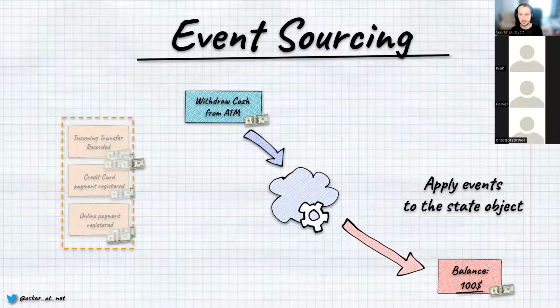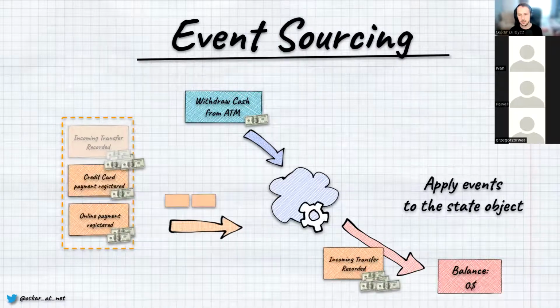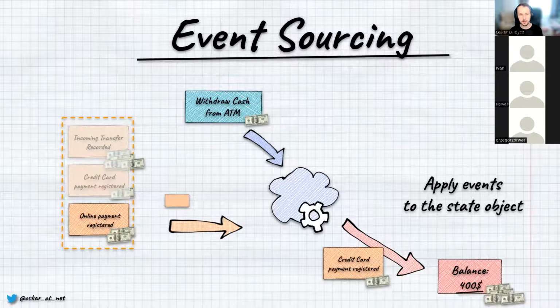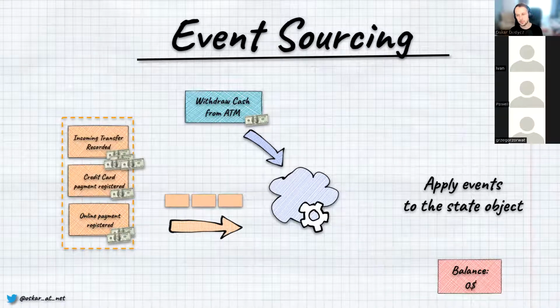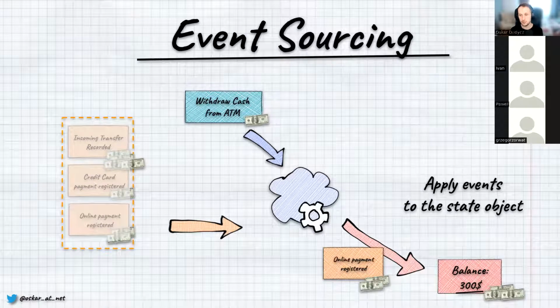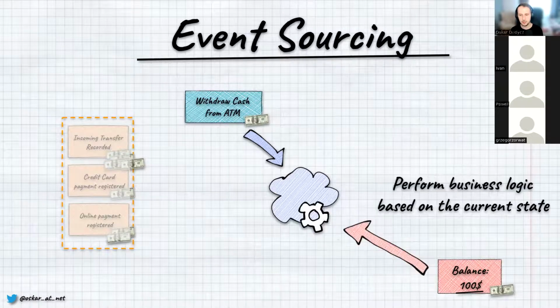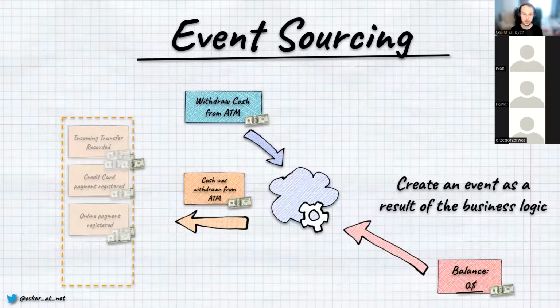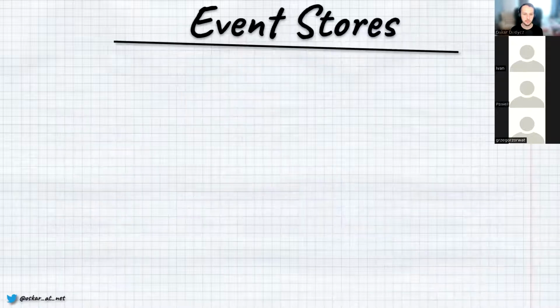For the bank account, that can be, for example, the balance. Of course, we would have some more information about the owner, etc. But in general, if we are getting an incoming transaction, then we are increasing the balance. If we are getting some debit, like a credit card payment or online payment, then we are decreasing the balance, and getting the total as a summary. And only after that, based on the current state, we can perform the business logic and, as a result, store another event.